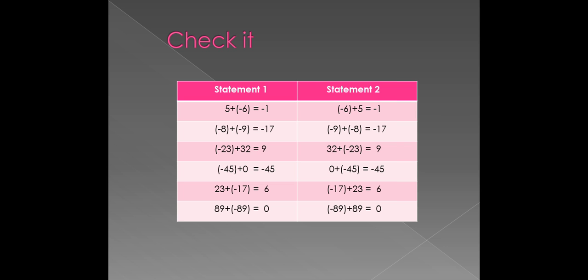Similarly for the others, minus 45 plus 0, 0 plus minus 45. The result is the same again, minus 45. Followed by 23 plus minus 17 equals 6, minus 17 plus 23 equals 6. 89 plus minus 89 equals 0, minus 89 plus 89 equals 0. So if you see it carefully, what can you say? You can say that in both statements we are getting the same result.